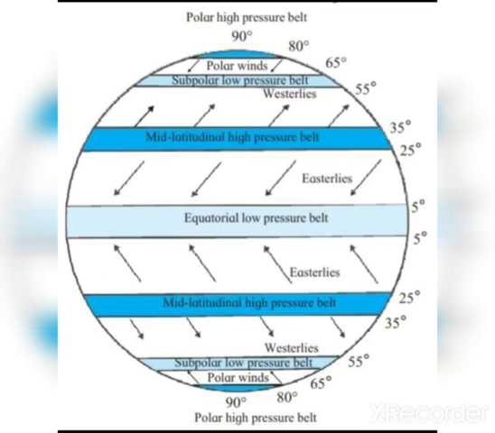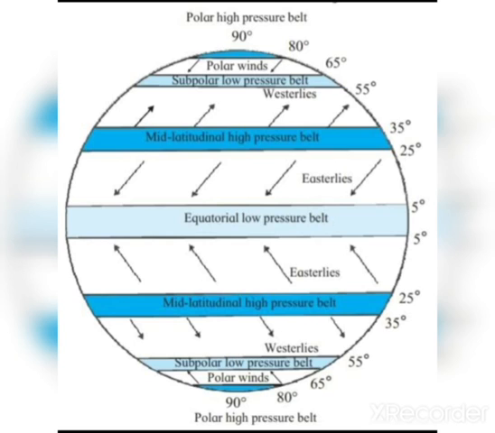In both hemispheres, winds blow from the mid-latitudinal high pressure belt to the subpolar low pressure belt situated near 60 degree parallel. Their original direction changes due to the rotation of the earth. In the southern hemisphere, these winds blow from the northwest to the southeast, and in the northern hemisphere, they blow from the southwest to the northeast. These winds are called westerlies.